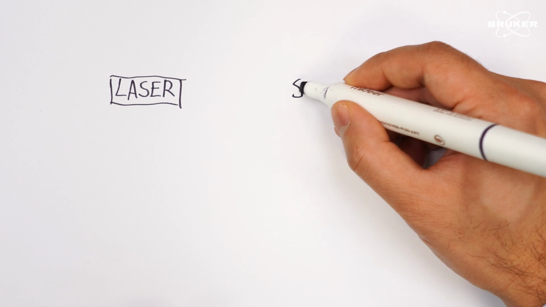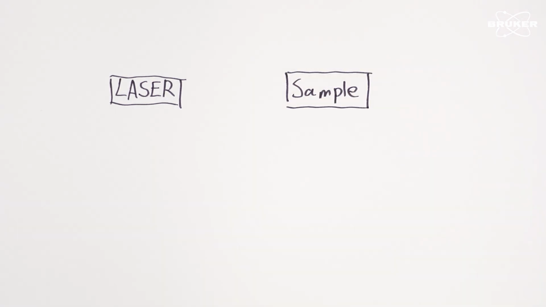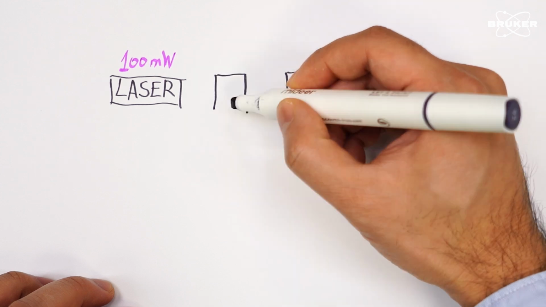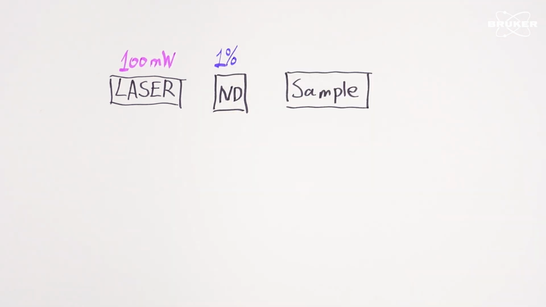When building a Raman imaging device, we often have more than enough laser power. In fact, we use a neutral density filter to reduce the laser power and avoid damaging the sample.